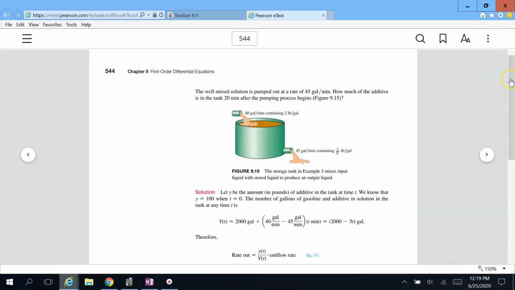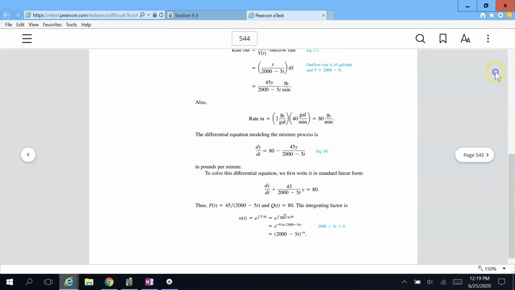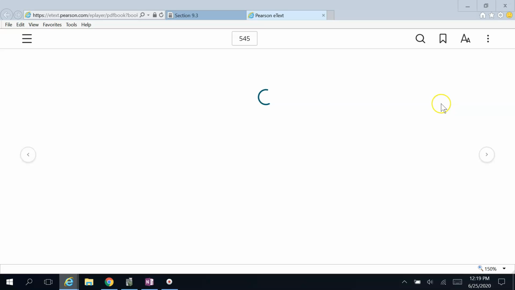Maybe. It wasn't letting my finger go down. It's on the next page. Bear with me while my slow computer loads the next page.